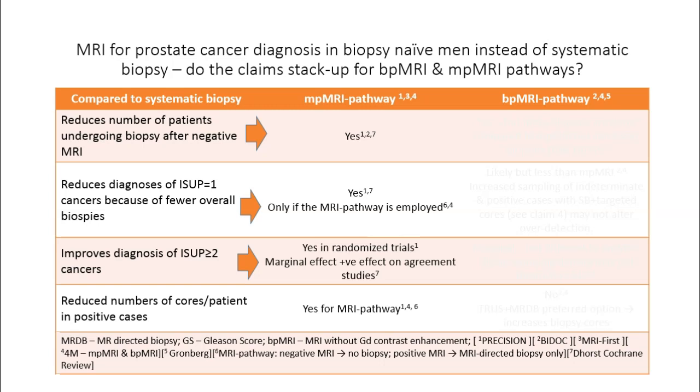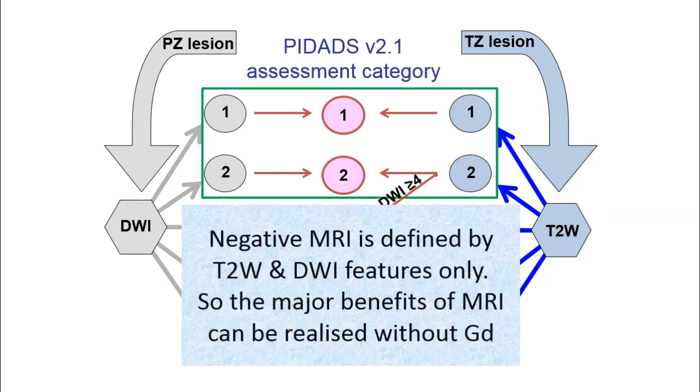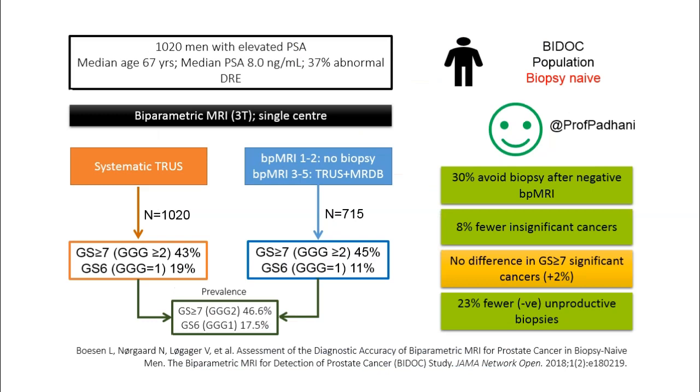What does the biparametric MRI show? If we look at this theoretically, we can see that we can diagnose negative cases by the use of T2 and diffusion imaging alone, so the major benefits of MRI should be realizable without the use of gadolinium. That is to say, reducing the number of biopsies and reducing the number of patients with insignificant cancers. And in fact, this turns out to be true.